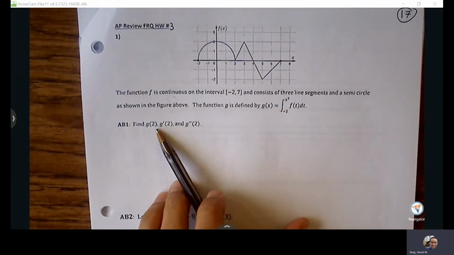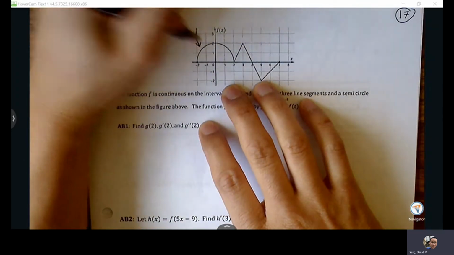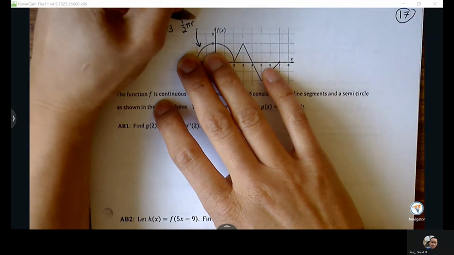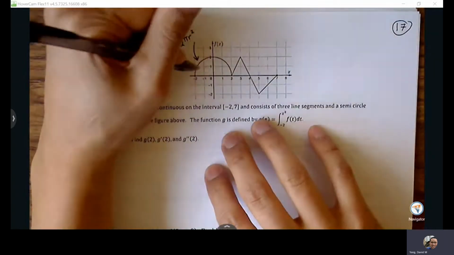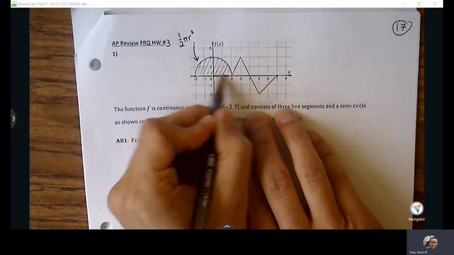We're going to have to find g of 2, which will involve the area. Okay, so. Radius is 2.